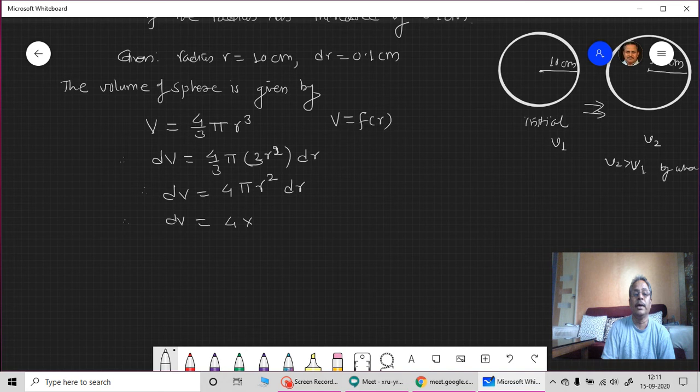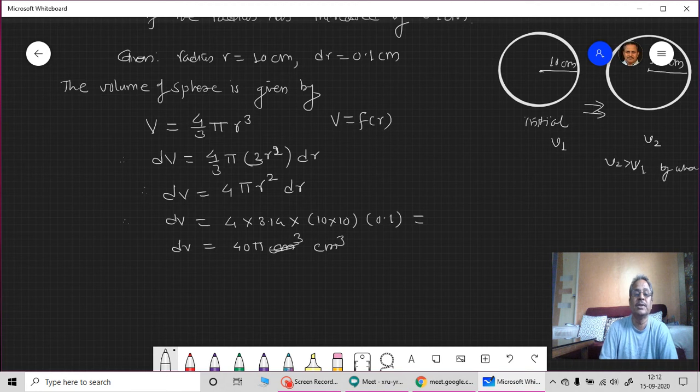So this is 4, pi is 3.14, r is going to be 10 multiplied by 10 centimeter square, so it is 10 square, and dr is simply 0.1. So multiply this: 100 into 0.1 is 10, into 3.14 is 31.4, into 4. If this is calculated in total, I can calculate this to be 4 into 100 into 0.1, so this is 40 pi, and here it is centimeter cube. Okay, so write it there, centimeter cube.